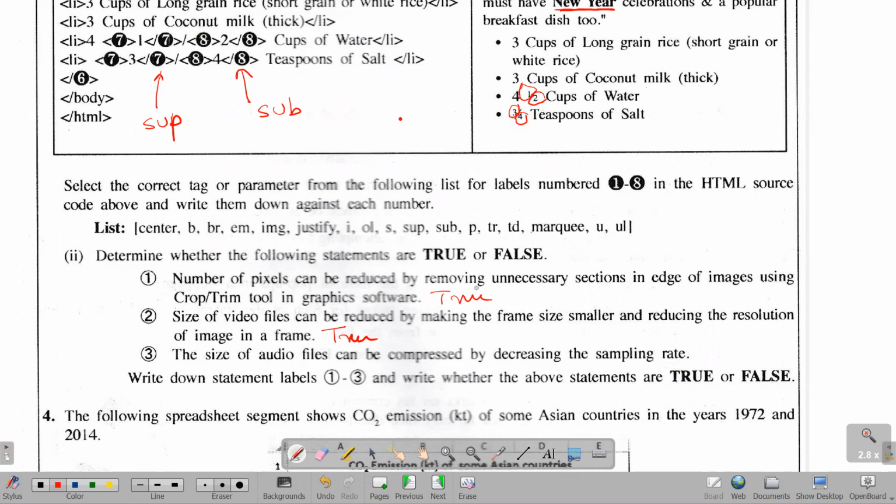Right? So the first one is true, the second one is true, and the third one, the size of the audio file can be compressed by decreasing the sampling rate. That is true as well. So see how much you got out of 10 here. Said each and every part is true. You are given 3 marks.